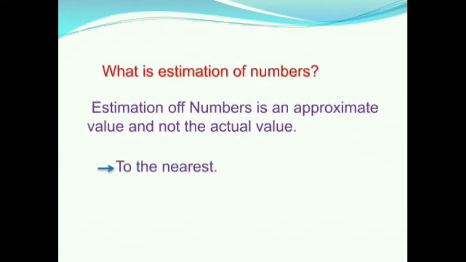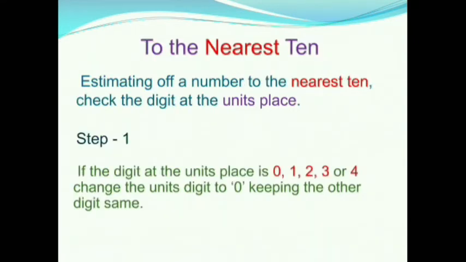Let me ask you a question. What is estimation of numbers? Estimation of numbers is an approximate value and not the actual value. First we learn about estimating numbers to the nearest 10. Children, to estimate a number to the nearest 10, check the digit at the units place. Step 1. If the digit at the units place is 0, 1, 2, 3 or 4, change the units digit to 0, keeping the other digits the same.